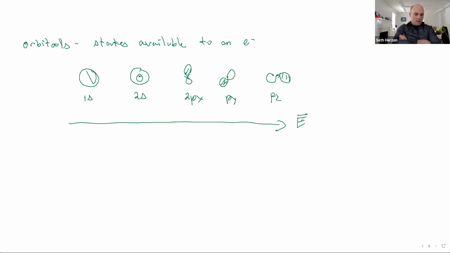And this is a good breaking point. I'll start in the virtual lecture with how we fill these orbitals and what that all means. But yeah, I think this is a good point to stop.